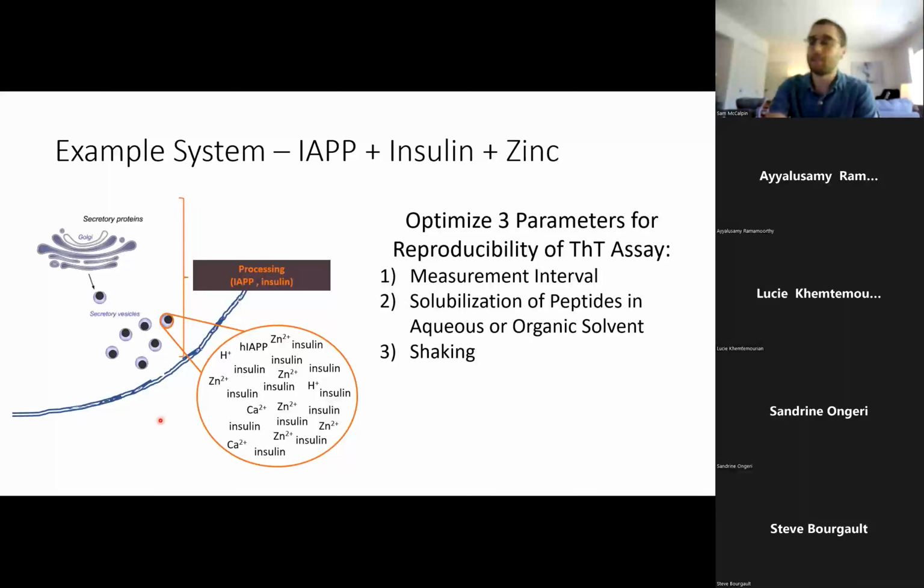As Lucie introduced, we were studying this IAPP, insulin, and zinc three-component system. I'm going to talk about three parameters in particular that I worked through to see how they affect specifically the reproducibility of the data.